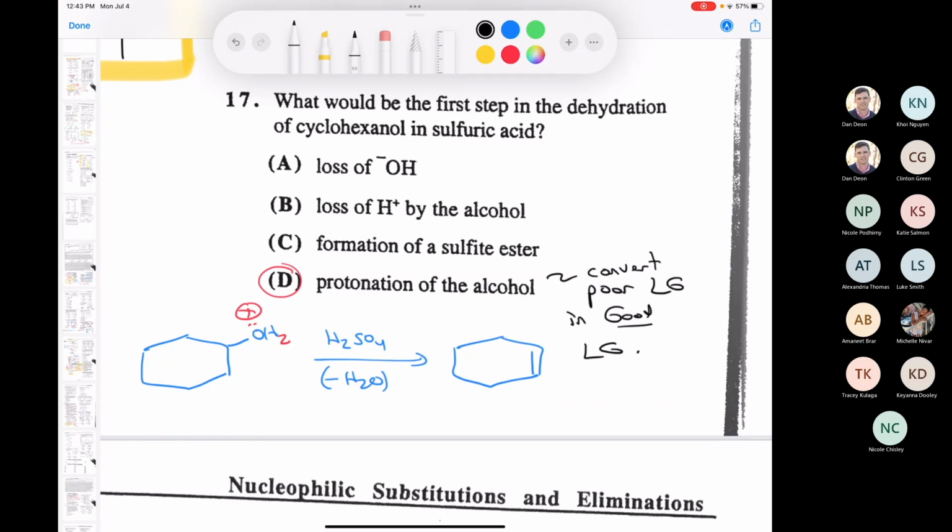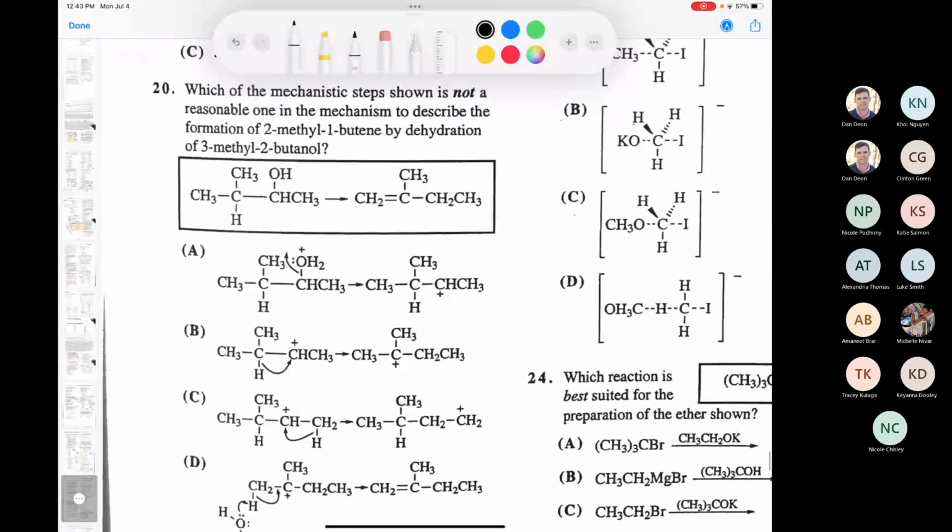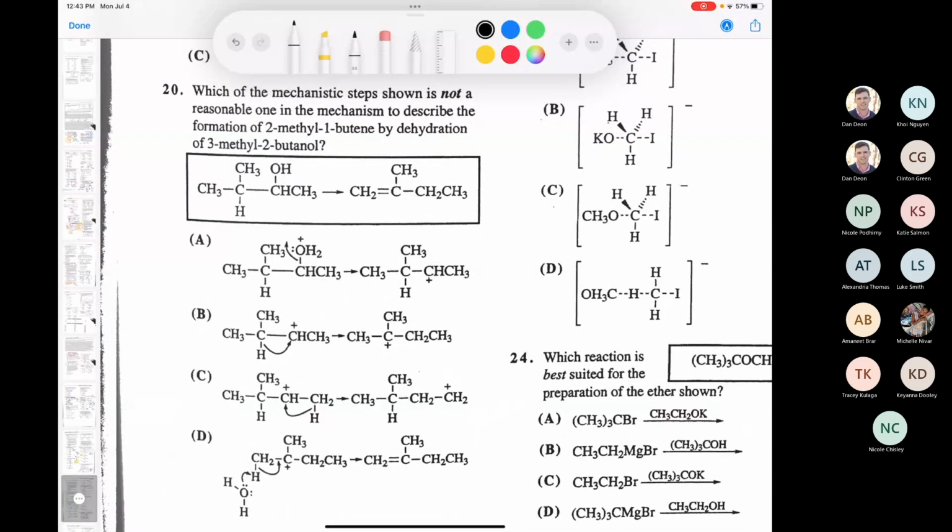All right, let's try a couple more here, and then maybe we'll take a break. So question 20. Oh boy, another mechanism question here. Let's read through it together. It says, which of the mechanistic steps shown is not a reasonable one in the mechanism to describe the formation of this compound, 2-methyl-1-butene, by the dehydration of this compound? So all they're saying is, look, you can take this compound and make this compound from it. There's a mechanism associated with it. Which one of these steps is not reasonable?